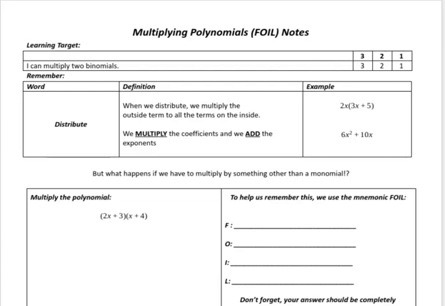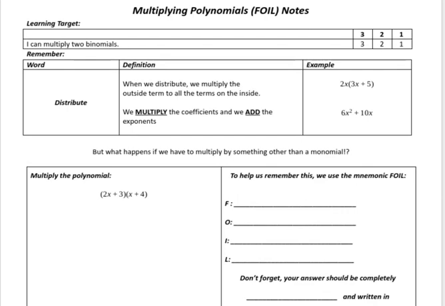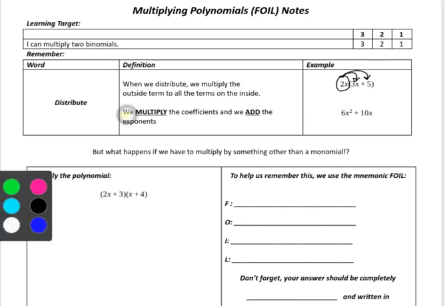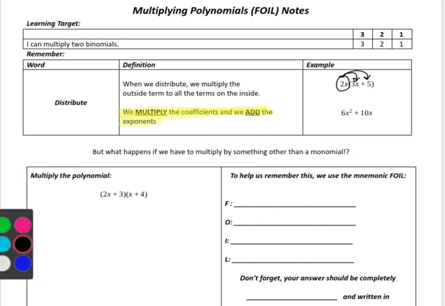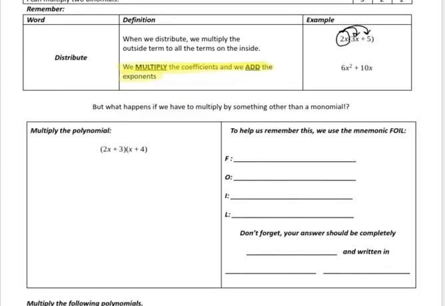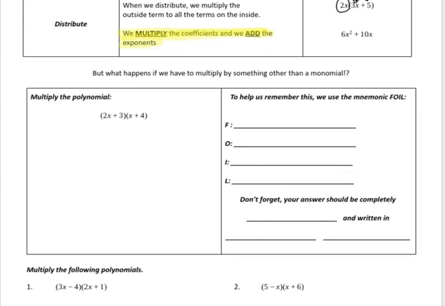Hey everybody, so we're continuing on with multiplying polynomials. You'll notice now that our learning target says I can multiply two binomials. Before, what we did is we took a monomial and we just distributed it inside, right? When we distribute, we multiply that outside term. So for example, this 2x, we're going to multiply it inside to the 3x and the 5. So the key here to remember is that when we multiply, we multiply the coefficients and we add the exponents. So let's talk about what happens if we have to multiply by something other than a monomial.